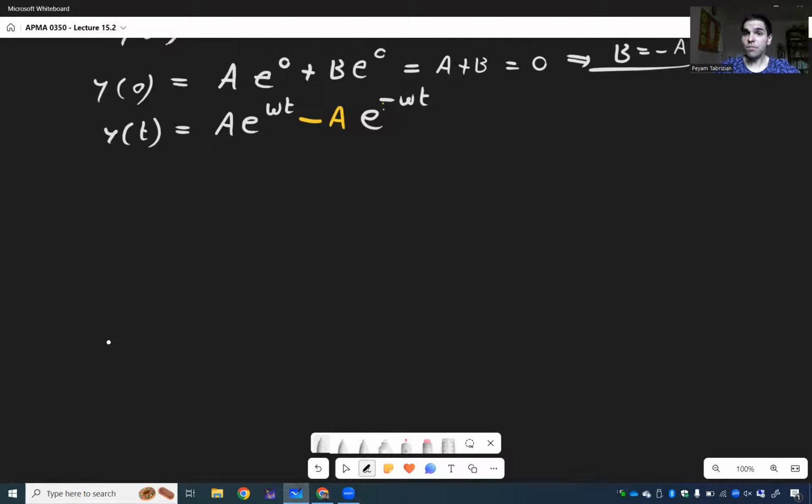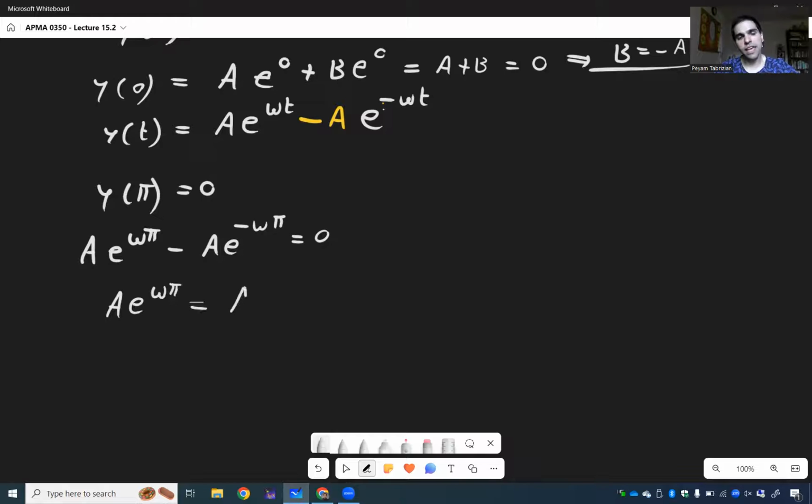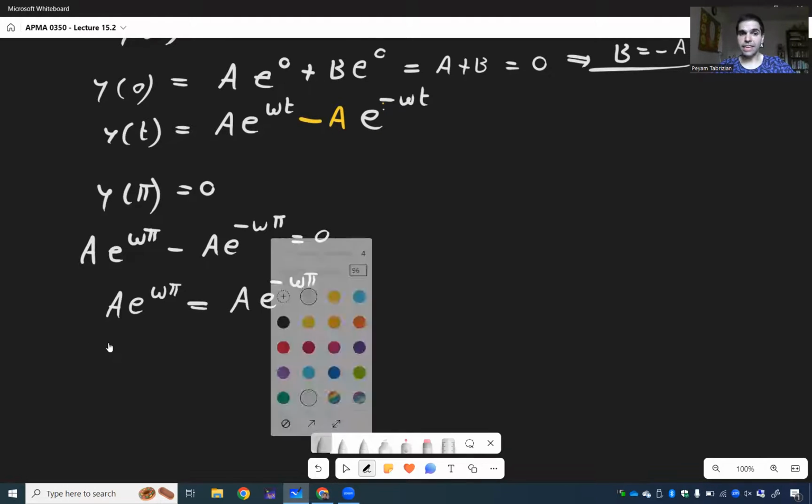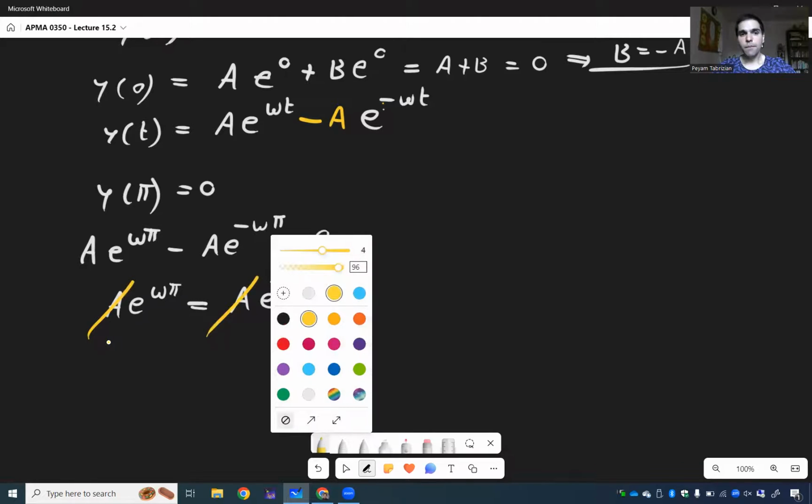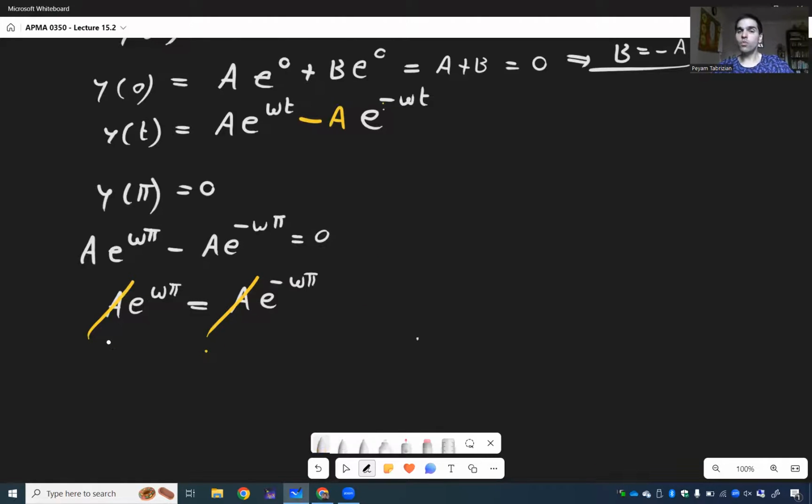Now we want to use our second boundary condition, y of pi equals 0. So what we get is a e to the omega pi minus a e to the minus omega pi equals 0. And therefore, a e to the omega pi equals a e to the minus omega pi. Now, ideally, what we want to do is cancel out the a. But in order to do that, we just need to make sure that a is non-zero, because we can't divide by 0.